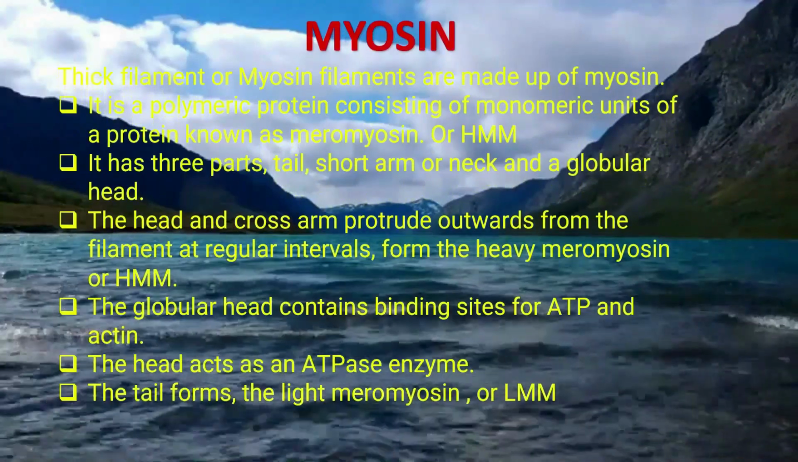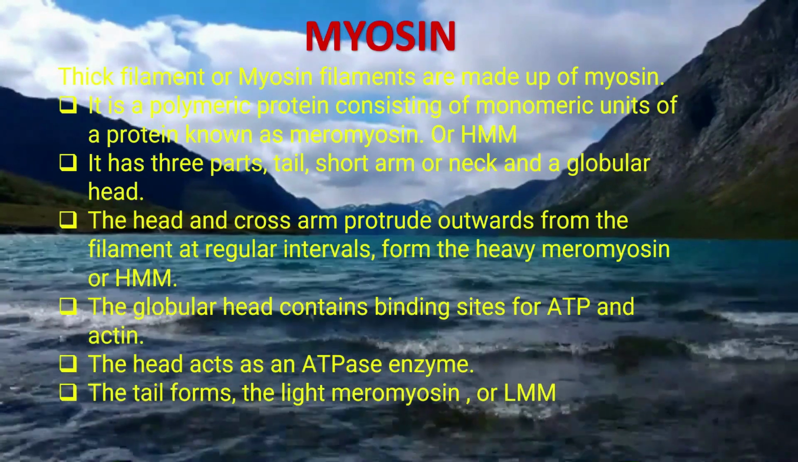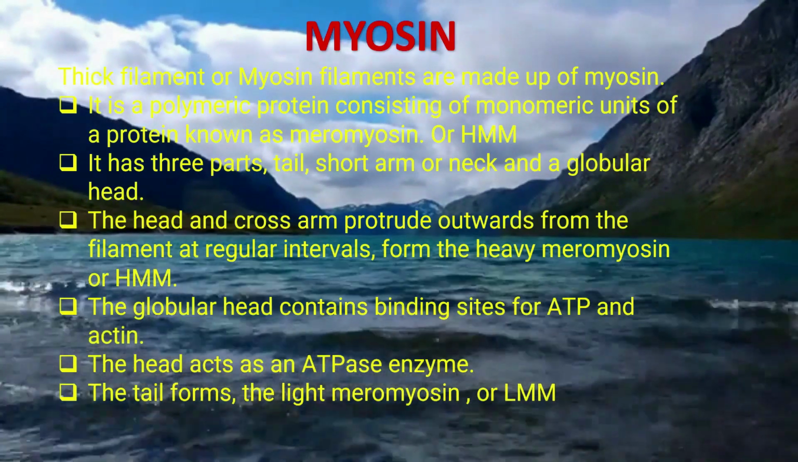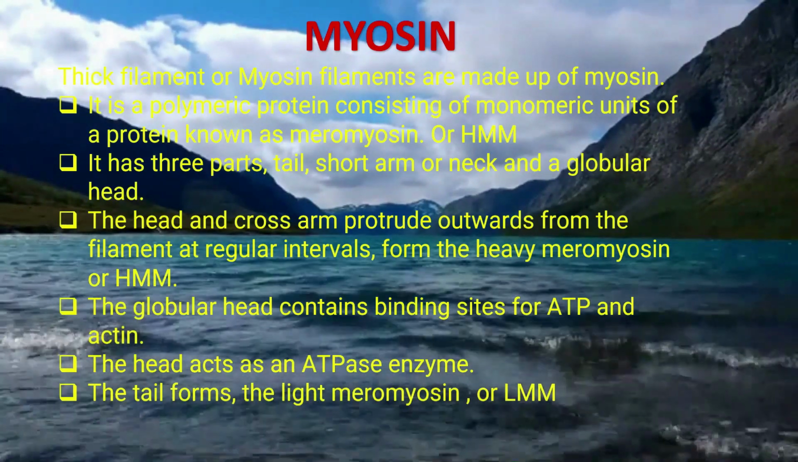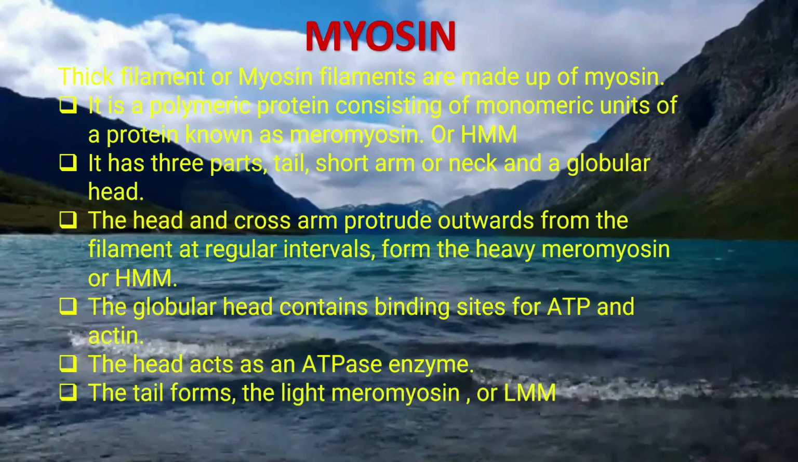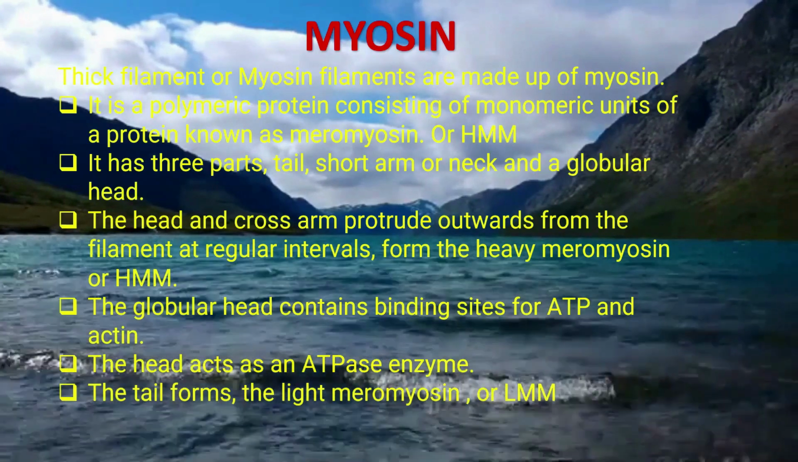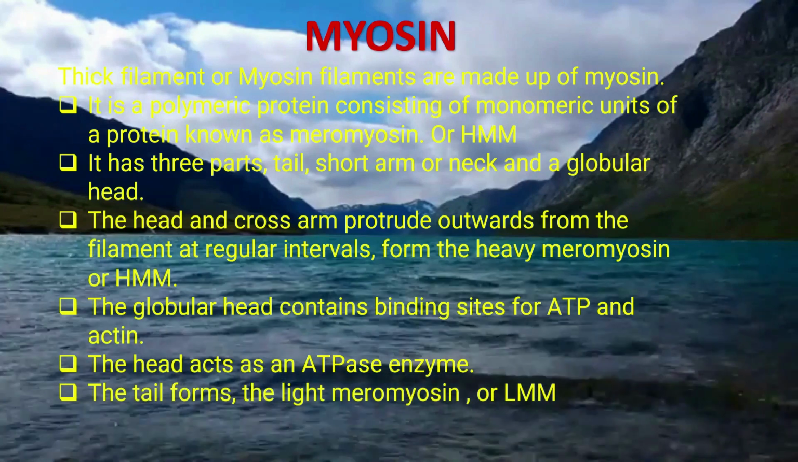Now, let us see the structure of myosin filament, or thick filament. Thick filaments, or myosin filaments, are made up of the protein myosin. It is a polymeric protein, consisting of monomeric units of a protein known as meromyosin, MM. It has 3 parts: a tail, a short arm, or neck, and a globular head.